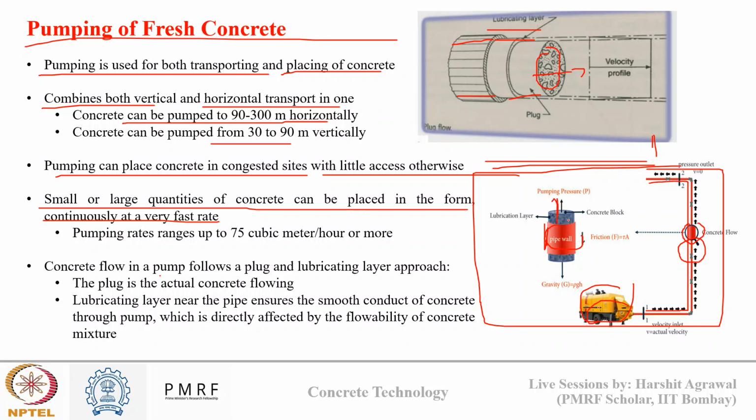So using the pump pressure, my concrete is moving up, and due to gravity, my concrete is pulled down. So the pressure required will depend upon the quantity of concrete that I am pumping, the gravity effect on my concrete, and the friction. If there is no lubricating layer, there will be higher friction, so I will require more pumping pressure. But if there is a proper lubricating layer, there will be lower friction, so I will require less pumping pressure to pump my concrete vertically. And for horizontal also, friction will affect my pumping pressure. So this is how the lubricating layer becomes important.